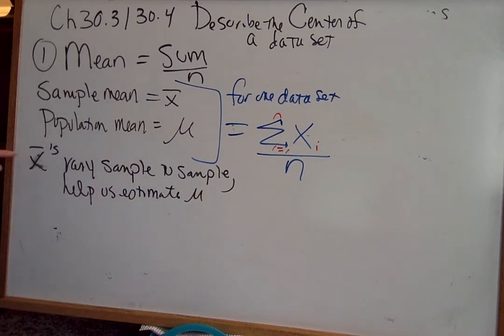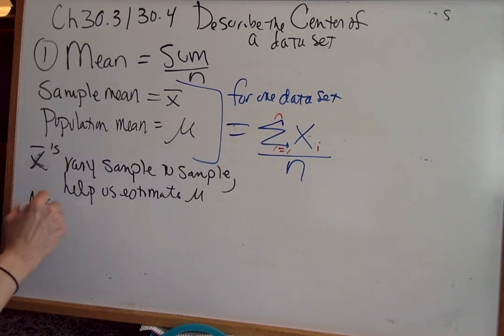Trying to write down what I said. So X bars, of course, are going to vary from sample to sample because it'd be different data sets, right? And in real life, we calculate X bars, we take samples, and we get sample means to help us estimate the unknown population mean. Here comes my little star.